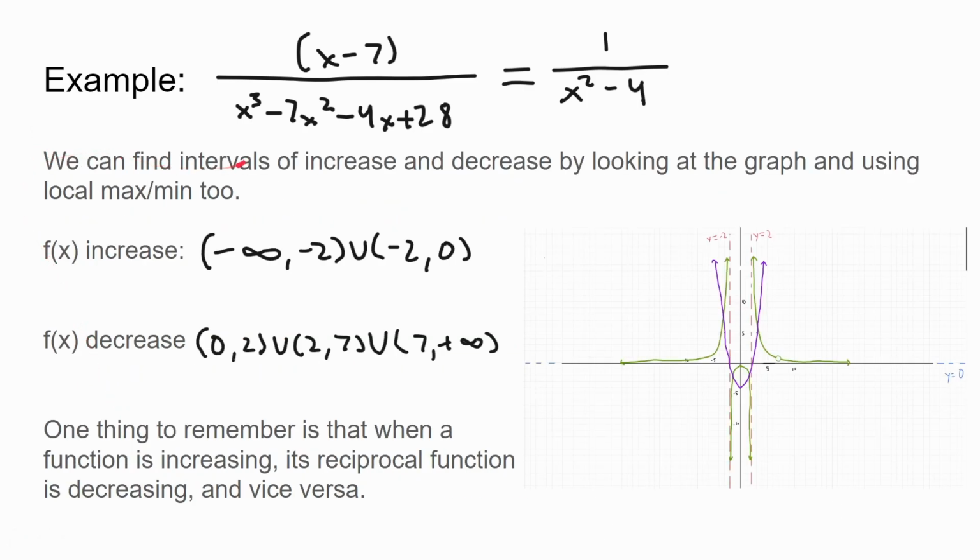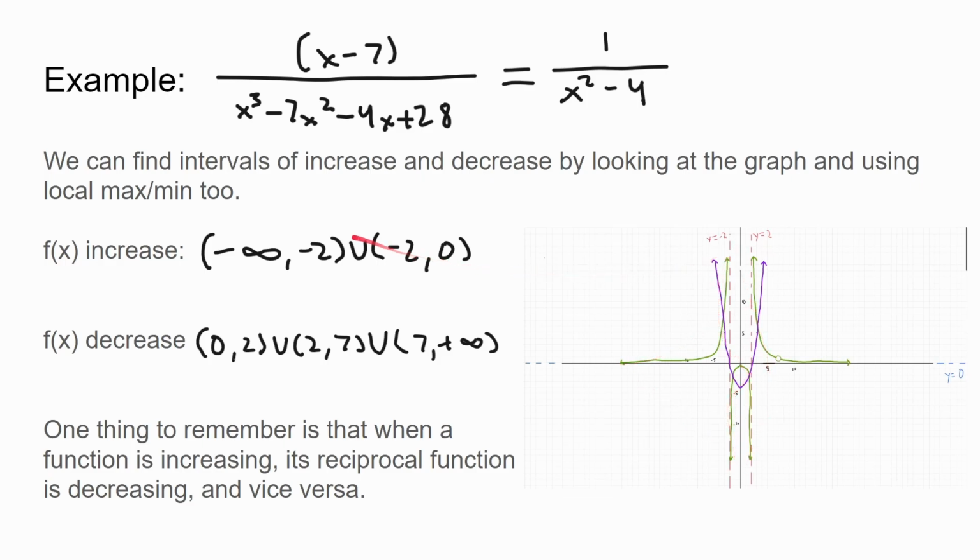Now we can try to find the intervals of increase and decrease by looking at the graph using local max and min and using the original function. So f of x increase. When we look at the graph here, f of x is increasing, as in the y value is constantly growing, from negative infinity to negative 2, as you can see here, and from negative 2 to 0. So it changes at 0, so everything starts decreasing, but from negative infinity to negative 2, and from negative 2 to 0, it's constantly increasing.